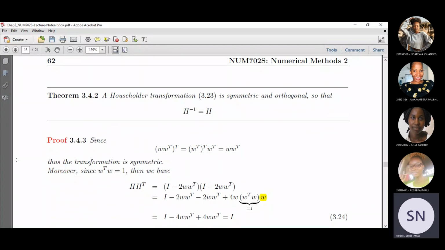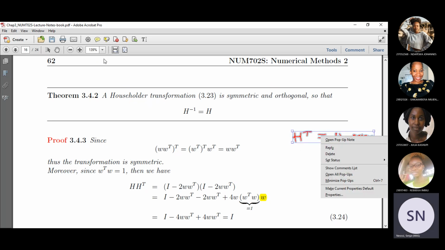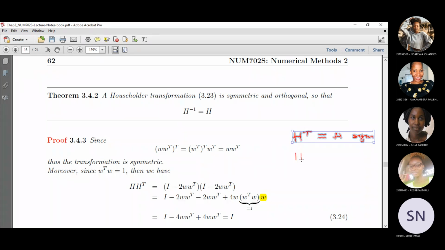Now, here we have this result that the Householder transformation given above is symmetric and orthogonal. We know already what it means to be orthogonal, right? We know also what it means to be symmetric. That is, if I take H transpose, it is the same as H. That is symmetric. Now, to say that H is orthogonal means that H transpose is equal to the inverse, which is equivalent to H transpose H being the same as H H transpose, equal to identity. That's what this means. Okay, so we are going to check this.